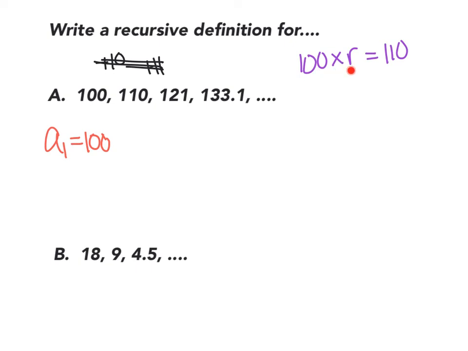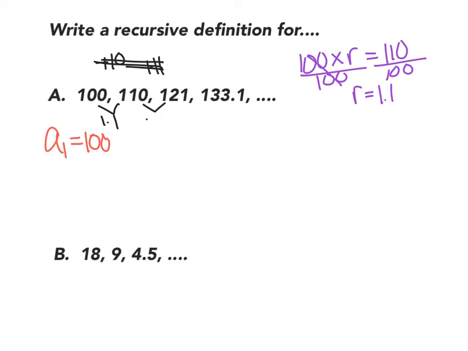So 100 times, I'm just going to call it r, equals 110. And I want to solve for r. I'm just going to divide both sides by 100. So I get an r value of, what is that? 1.1. So now the question is, does that same r value work? So that was times 1.1.